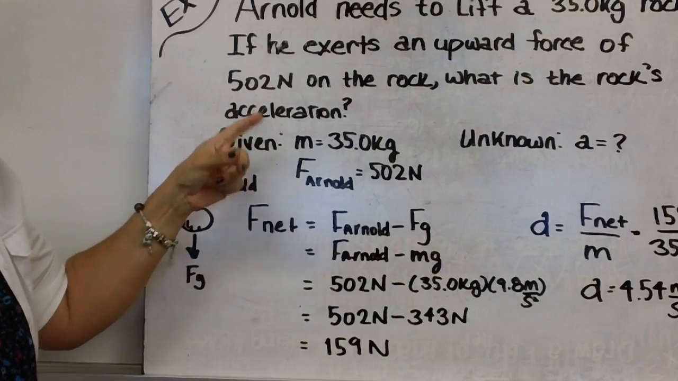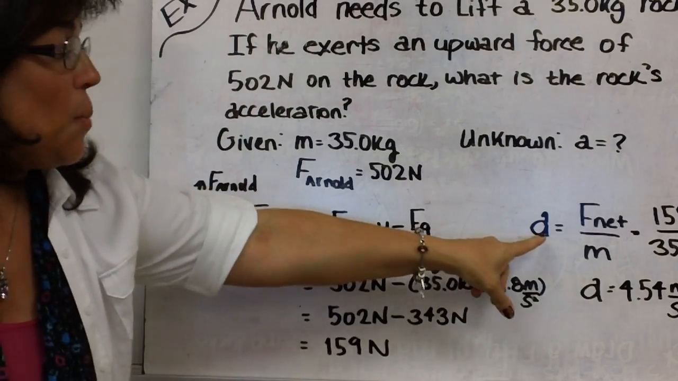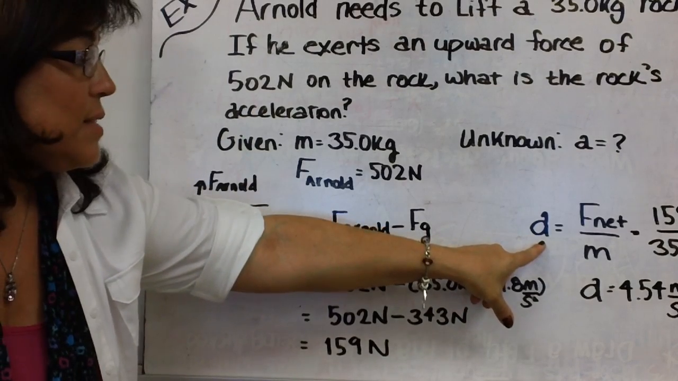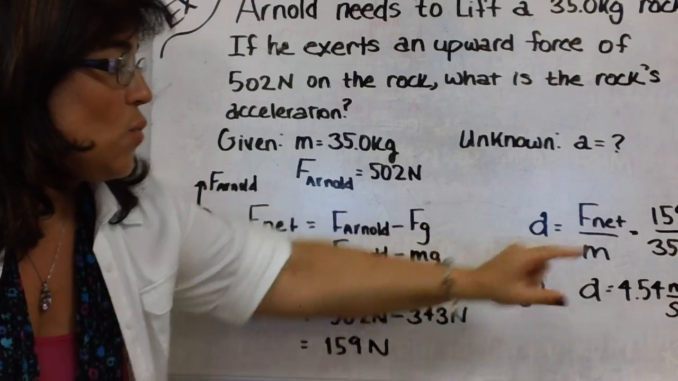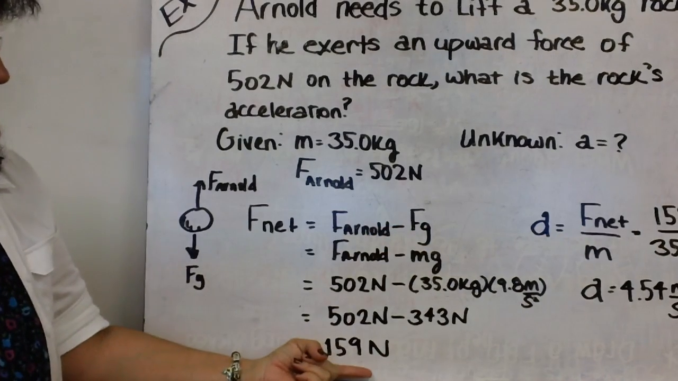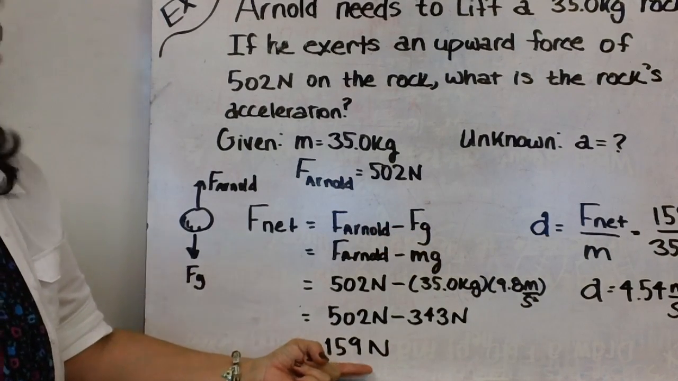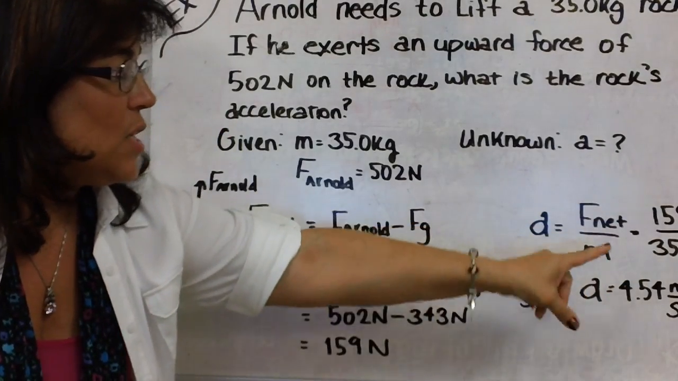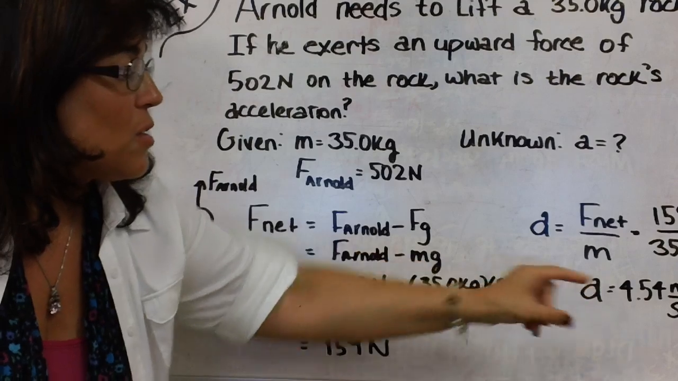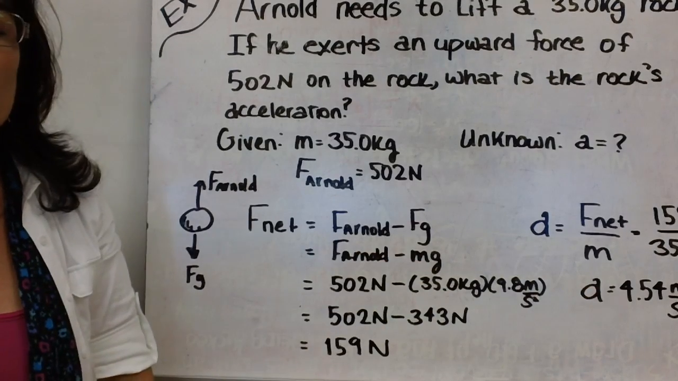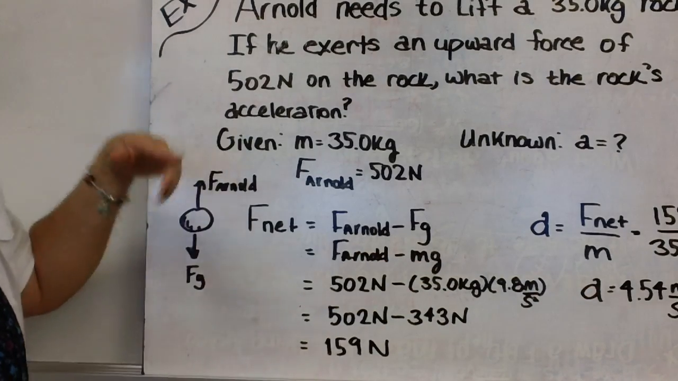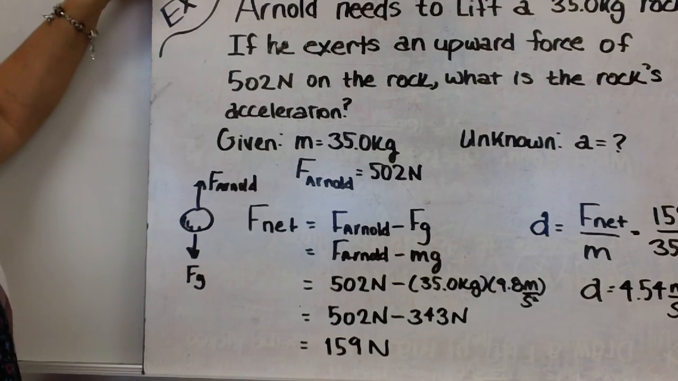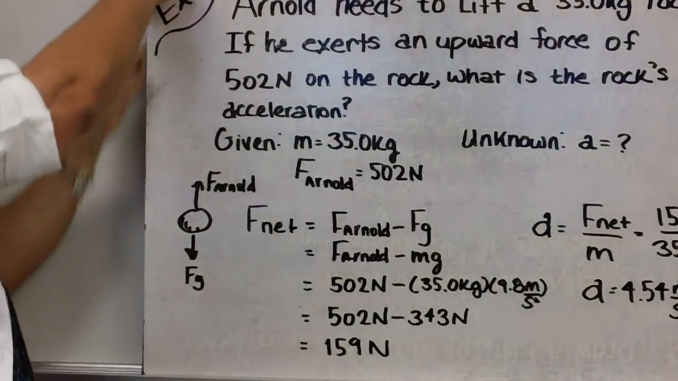So now we have to find the rock's acceleration. We're going to go back to Newton's second law that says acceleration is the net force over the mass. We just calculated the net force of 159 newtons, and we know the mass. So the acceleration is 159 divided by 35. Our acceleration is 4.54 meters per second squared. That is the acceleration on that rock.